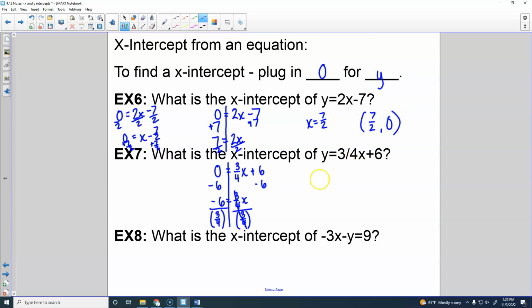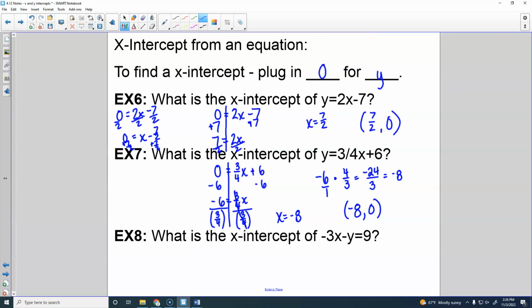So the top number's our first one. We're just going to leave it negative 6. We're going to flip the second one, the fraction on the bottom, 4/3, and multiply. To multiply fractions, we're just going to put that over 1 and multiply straight across. So that'll give me negative 24 over 3. What is negative 24 divided by 3? Negative 8. So x equals negative 8. And then that would be negative 8, 0 if they want it as a coordinate point.